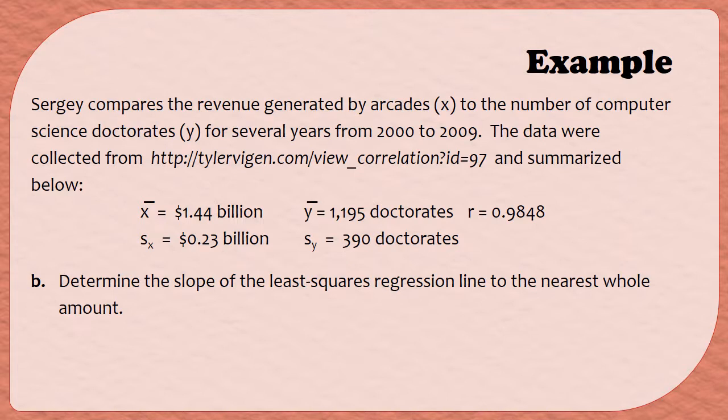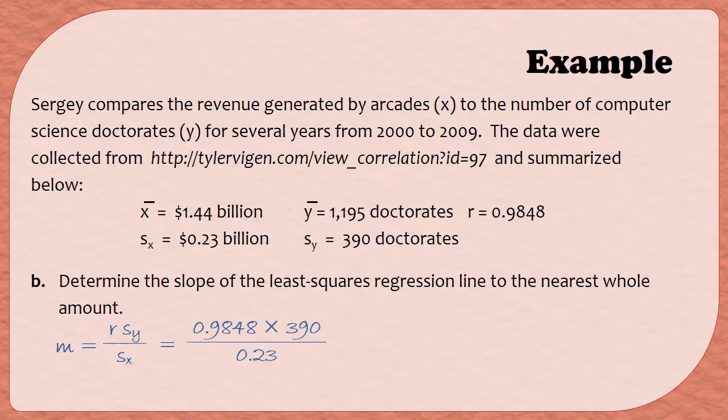Next, we've been asked to determine the slope of the least squares regression line to the nearest whole amount. The formula that we saw earlier is that the slope is equal to R times SY over SX. Since we have the standard deviations for both X and Y, as well as the value for R, we're able to find the slope using this formula. I substitute in 0.9848 for R, 390 for S sub Y, and 0.23 for S sub X.